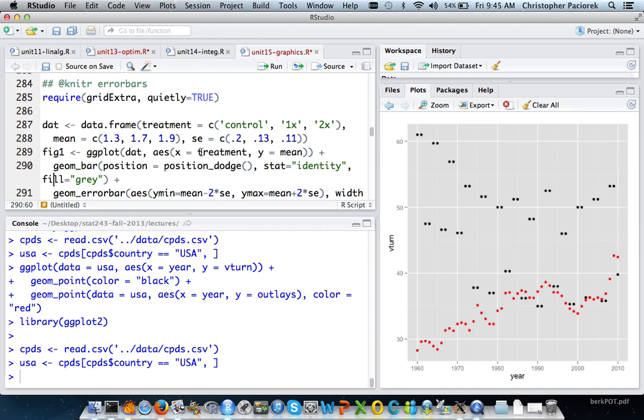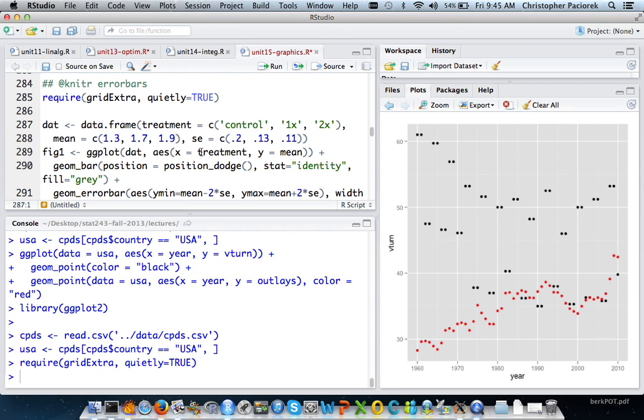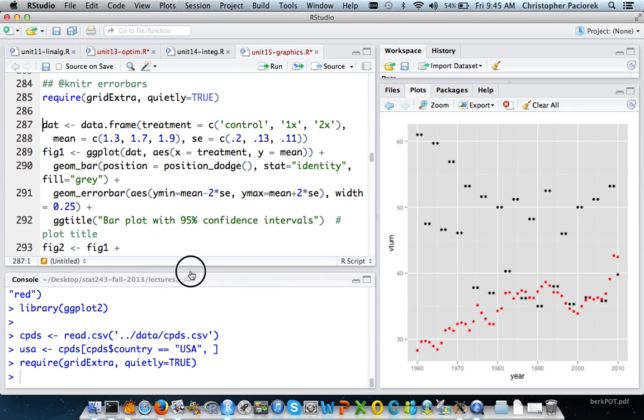Okay, here's another example that will also show how to put multiple plots on a panel in ggplot. For that, I need this gridExtra package. I'll mention that both the lattice package and the ggplot2 package are built upon an underlying lower level package called grid. And apparently there's this gridExtra that expands upon that.